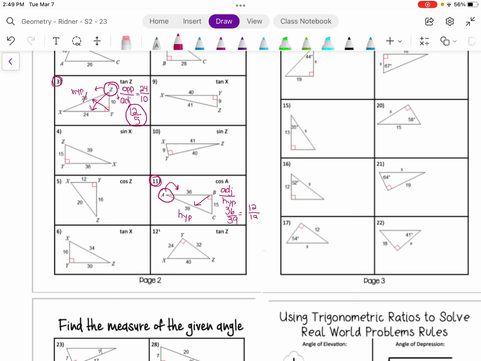is my final answer. So go through, try the others, see what you get, and see if you get the right answer for the next slide.